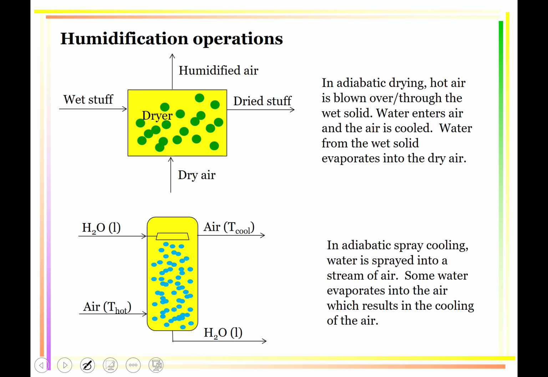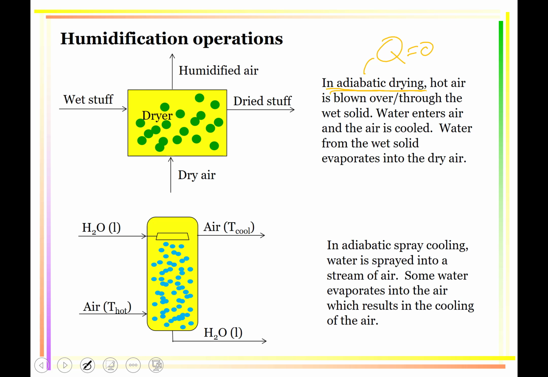So this shows you a couple of examples of humidification operations. In adiabatic drying, adiabatic, remember Q equals 0, so there's no heat exchange with the environment. Okay, there's exchange of heat between the air and the water, and that's how the process works. In this case, this first one is a dryer, and we're going to do adiabatic drying.